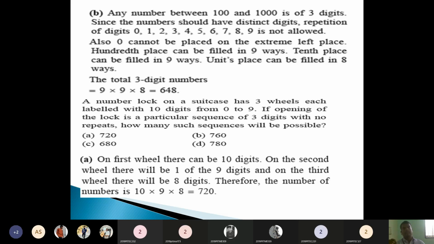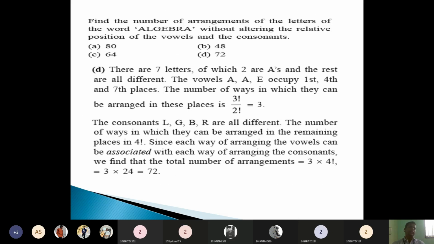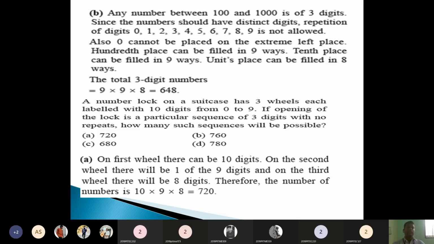So in the 100th place, we can fix either 1, 2, 3, 4, 5, 6, 7, 8, 9. So those are 9 numbers. So 9 different ways you can arrange the 100th place. Next, the 10th place, you can arrange the remaining 9 numbers. So if you fix one particular number in the 100th place, out of the digits 0, 1, 2, 3, and so on to 9, the remaining 9 numbers you can fix in the 10th place.